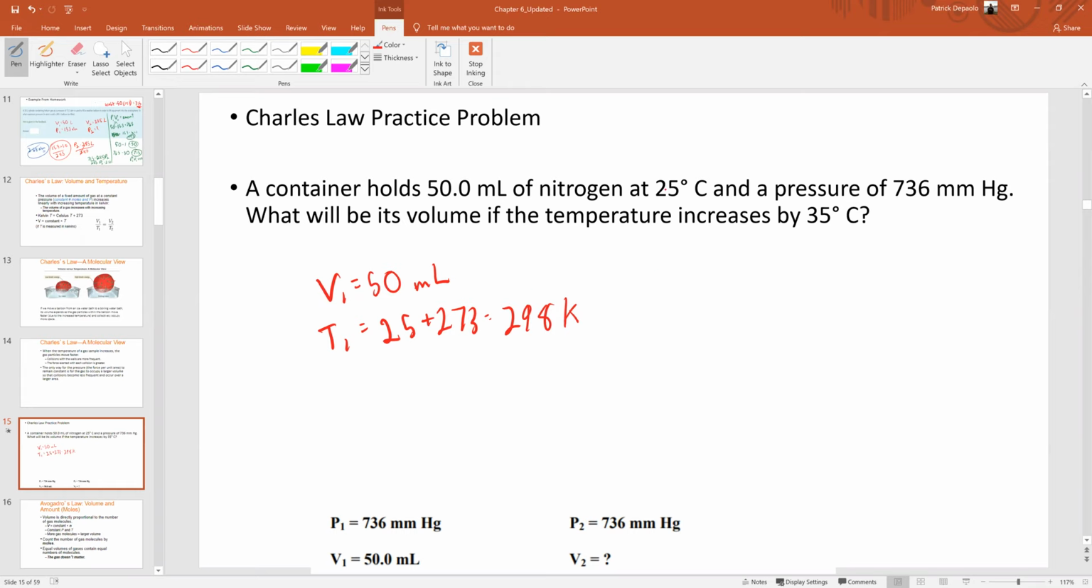All right, next, and a pressure of 736 mmHg. What will be the volume if the temperature increases by 35 Celsius? Okay. So what will be the volume? We don't know. So V2 is unknown. The temperature 2 is going to be increasing by 35 Celsius. So 25 plus 35 is 60. So it'll be 60 degrees Celsius plus 273 equals what?